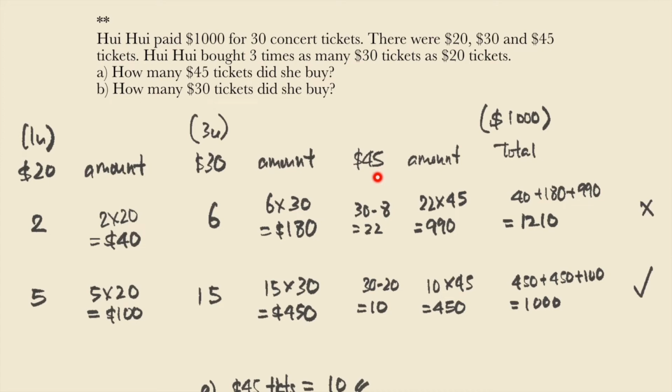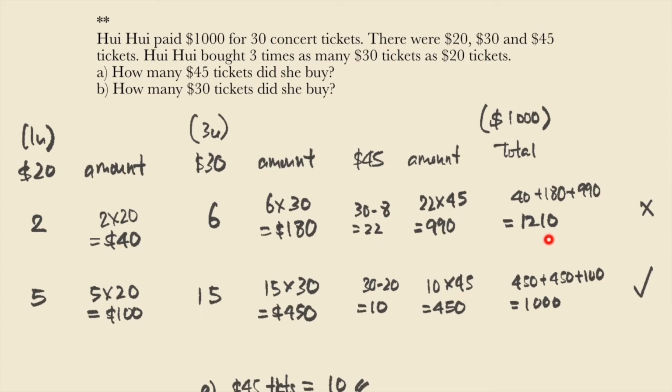So I'm going to start with the number of $20 tickets first. So let's say this is 2. I have to write 6 over here. Now, if the total is 30, doesn't that mean I have to take 30 minus 8? So the number of $45 tickets would be 22. From here, make your calculation.